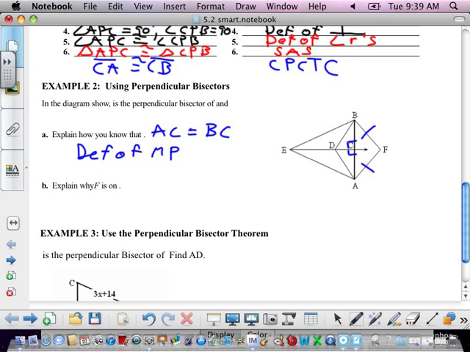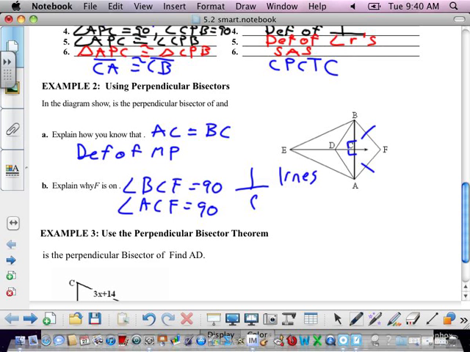We know two things. We know that angle BCF equals 90. And we know angle ACF equals 90. Why do we know that? If you cut a line perpendicularly, how many right angles does it form? 4. Perpendicular lines form 4 right angles. Okay?